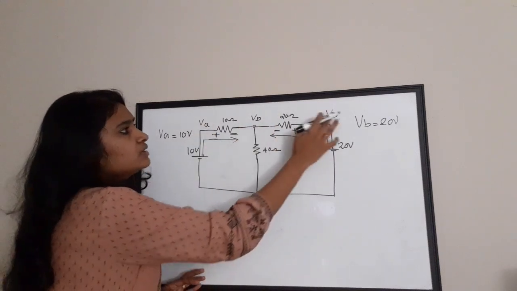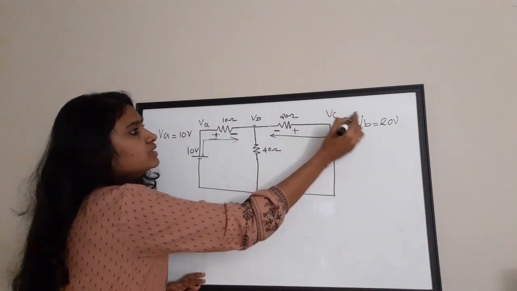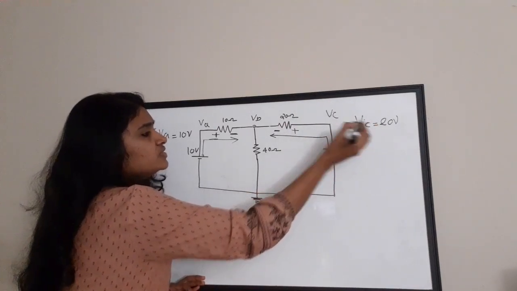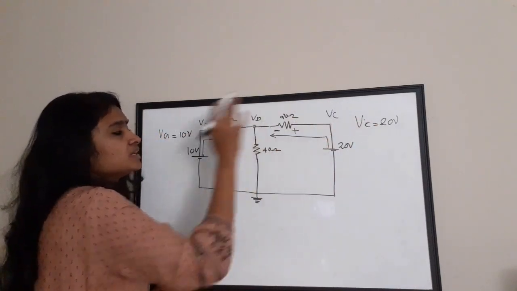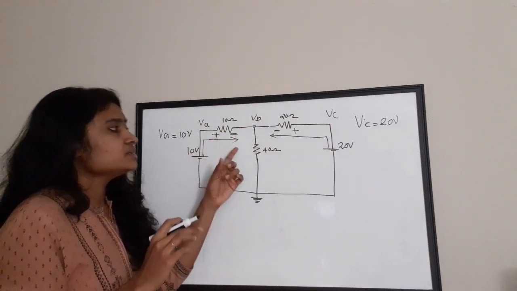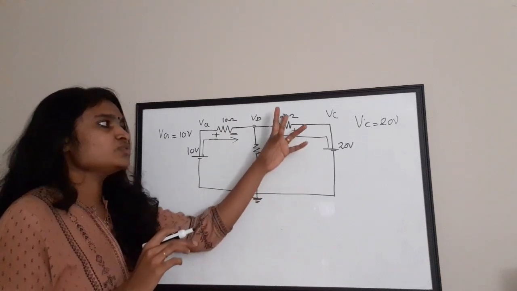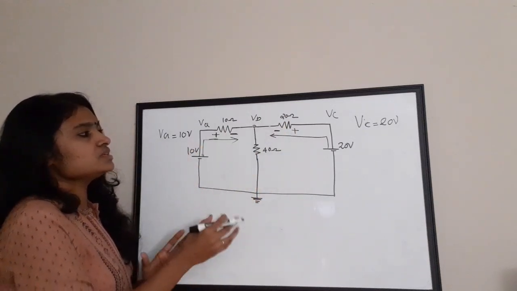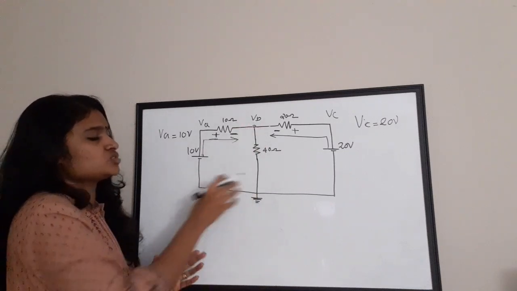VA, VB, sorry, it is VC. I've already taken VB, so this is VC. Okay. Now, everything is clear. VA, VB and VC. And also, we have obtained the directions of current in this direction for this branch and this direction for this branch. And now we have not yet worked out this particular vertical branch.